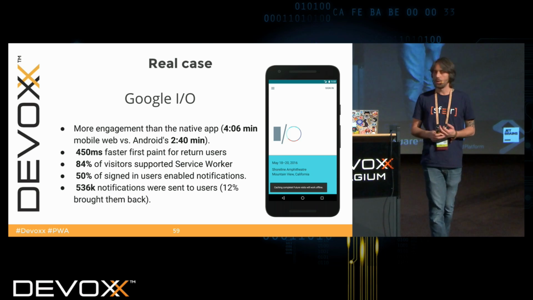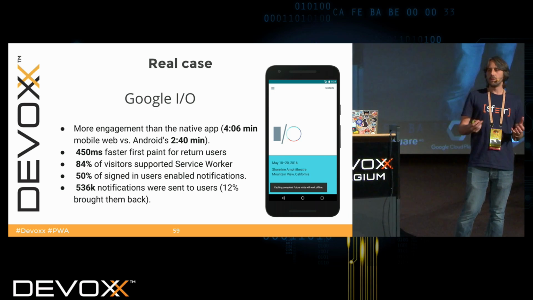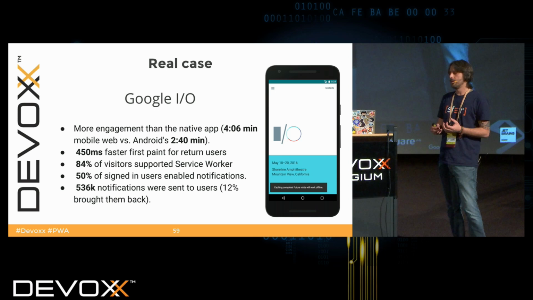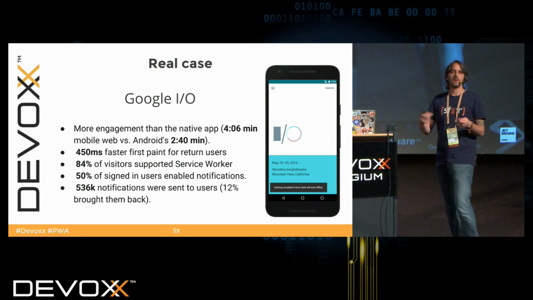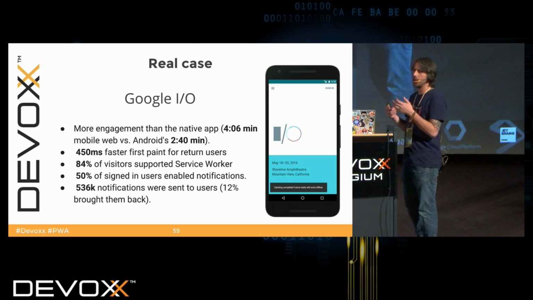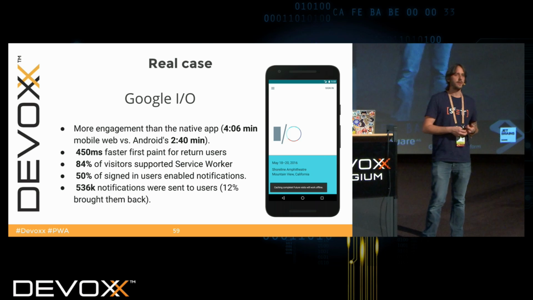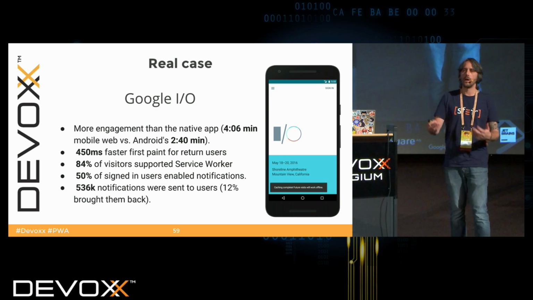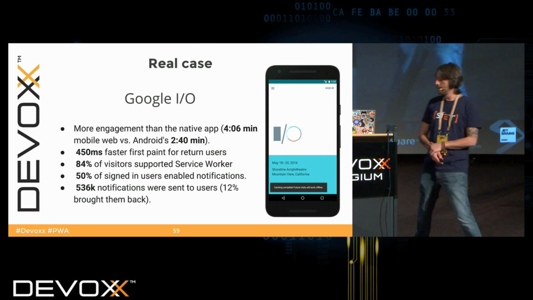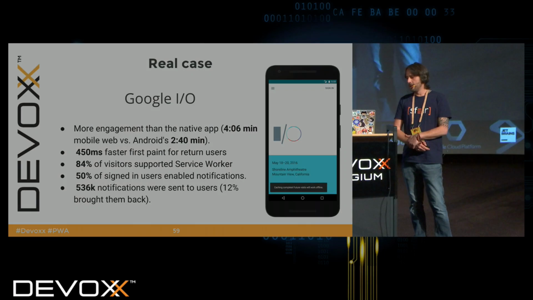88% of visitors support service worker. This is a good metric that says that service workers are starting to be present on mobile attendees. Okay, it's a Google conference, so you can imagine that most of the users have Android phones or things like that, but it's an interesting point.